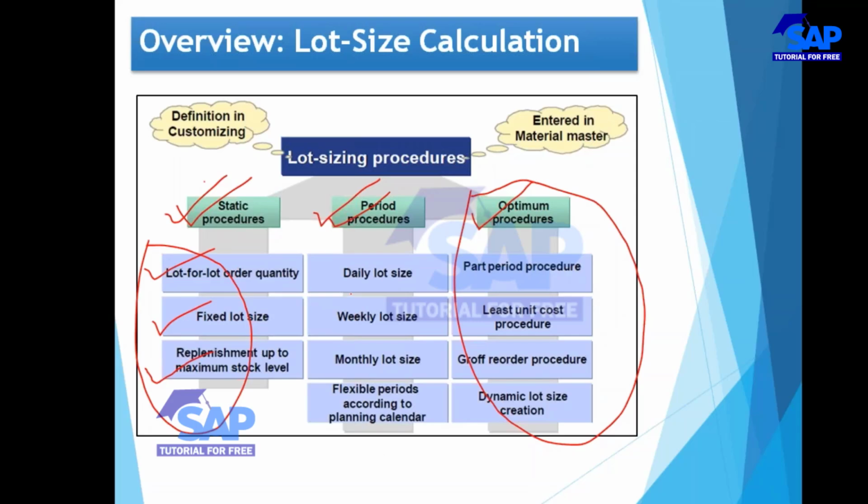Okay, now in the periodic procedures you have daily lot size, weekly lot size, and monthly lot size. Of course you have flexible periods according to the planning calendar. Okay, so these things will be for a fixed lot size.